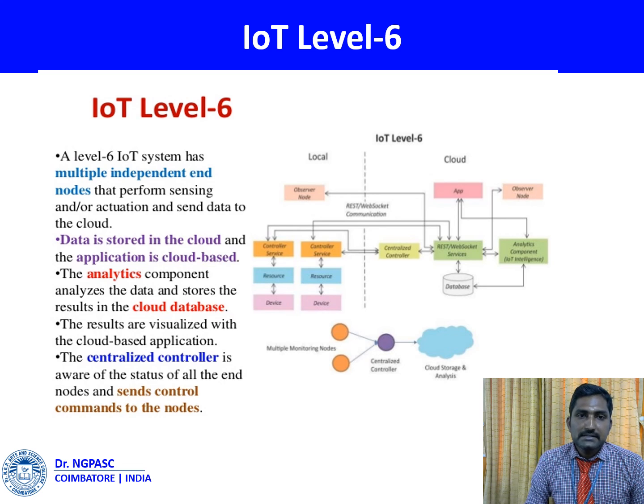In level 6, the system has multiple independent end nodes that perform sensing and actuating and send the data to the cloud. Here the data is stored in the cloud and the application is cloud based. Once the information is stored in the cloud, the analytics component analyzes the data and stores the results in the cloud database. You can use any analytics component to analyze your sensor data.